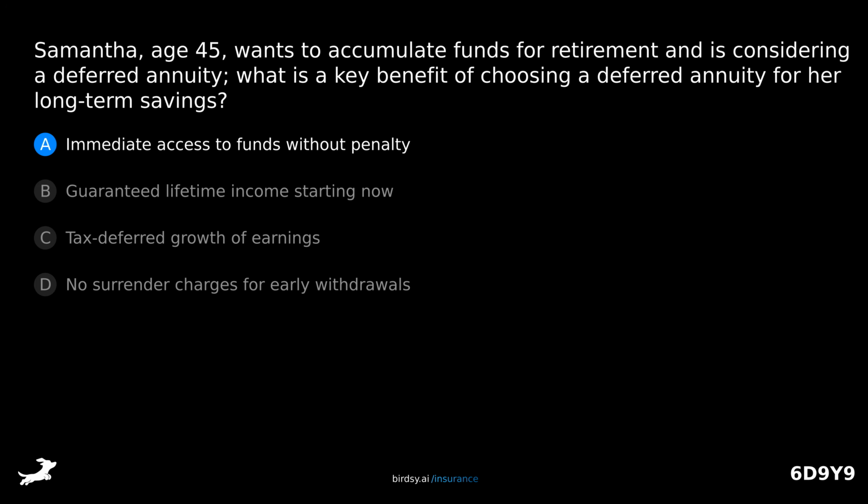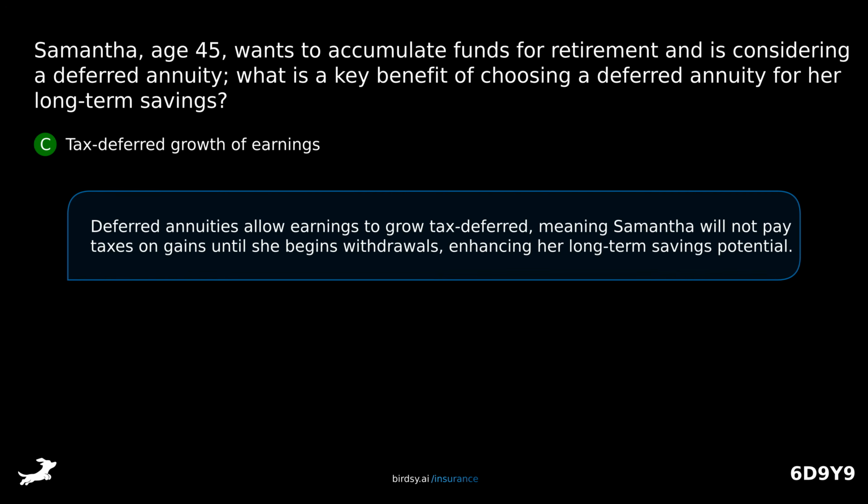Is it A. Immediate access to funds without penalty? B. Guaranteed lifetime income starting now? C. Tax-deferred growth of earnings? Or D. No surrender charges for early withdrawals? The correct answer is C. Tax-deferred growth of earnings. Deferred annuities allow earnings to grow tax-deferred, meaning Samantha will not pay taxes on gains until she begins withdrawals, enhancing her long-term savings potential.